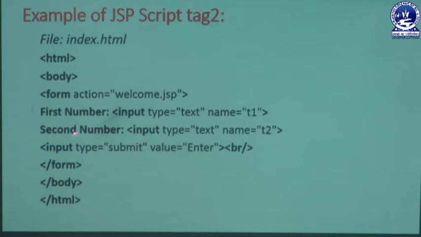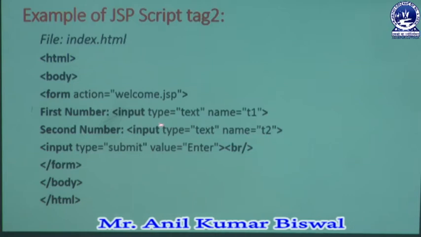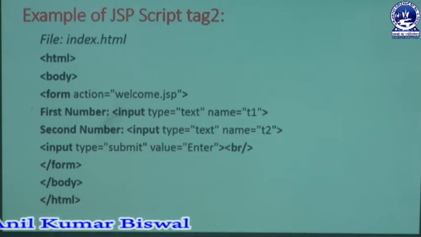In the second statement, "second number", we can create another text box that is written as an input tag. Then we have an attribute known as type. In that type we are creating another text box, so we write text. Then we specify another attribute, name, with a unique identifier T2. But here you cannot write T1. If you write T1, you are unable to catch the value of this text box in your JSP page. Now we are going to discuss it.